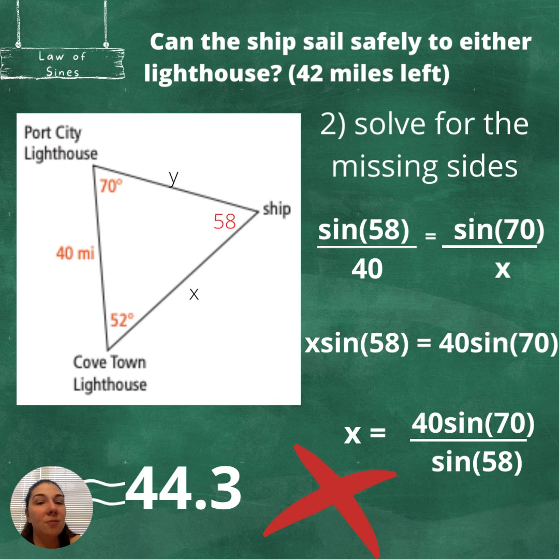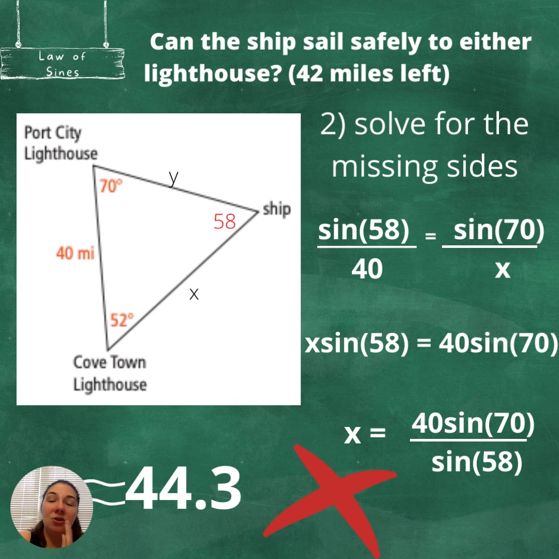Okay, so let's solve first for the distance from the ship to Covetown Lighthouse. I labeled that as X. So we have the sine of 58 over 40. Again, the sine of the angle over the length of the opposite side equals the sine of 70 over X. So we use cross products: X sine of 58 equals 40 sine of 70. We isolate X by dividing by the sine of 58, so we have 40 sine of 70 divided by sine of 58. That provides us with an answer of approximately 44.3.